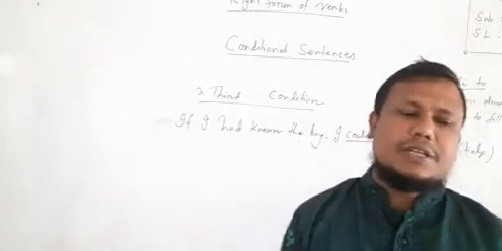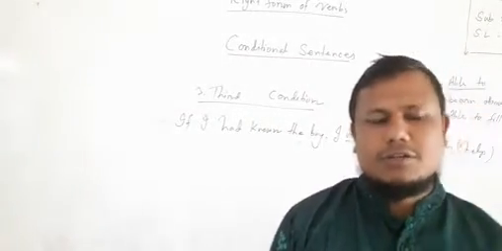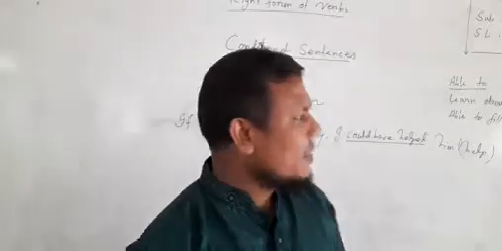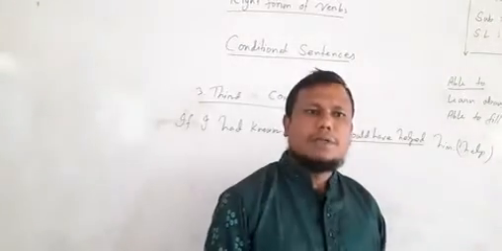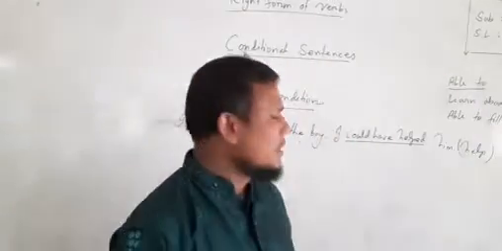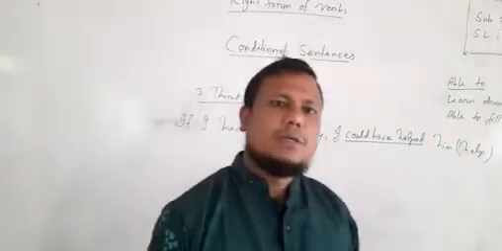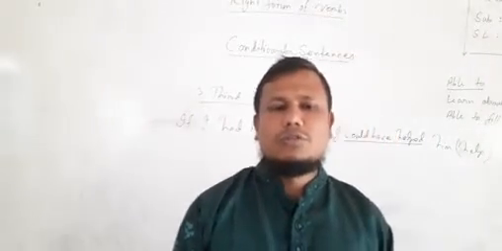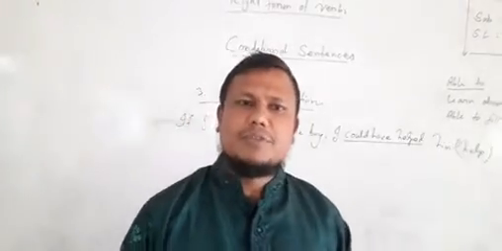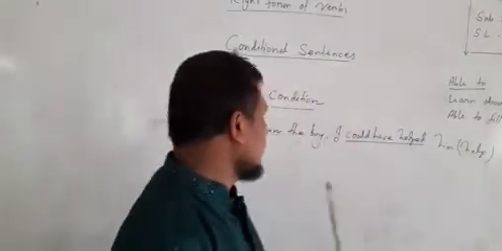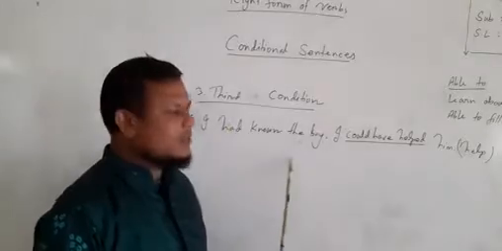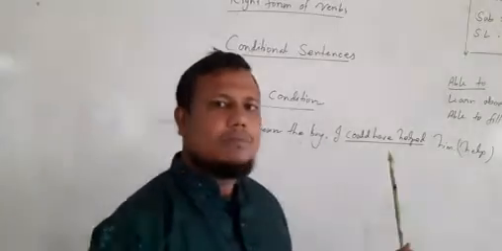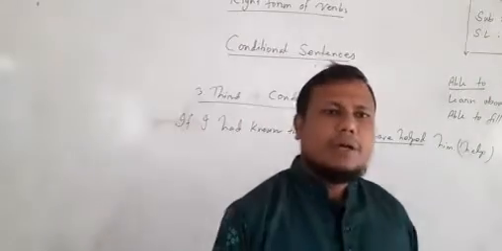The conditional sentences are three kinds: first condition, second condition, third condition. First condition: if present, next future simple. Second condition: if past, and later part will, would, should, could, might, and present form of verb. In third condition: if past perfect, would have, should have, could have, might have, and past participle of verb.